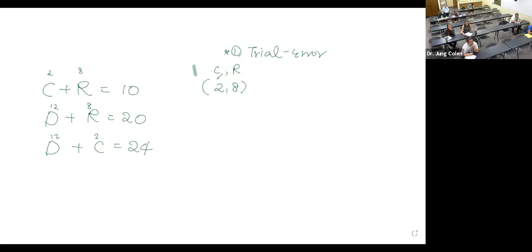So did you increase the C's number? Yeah. So what did you do next? 3? Well, I figured out R has to be lower than C. Oh, R has to be lower than C. How did you find that out?